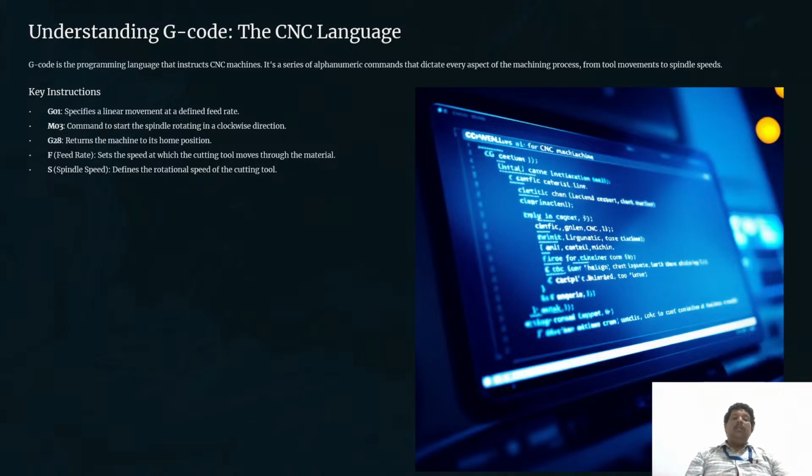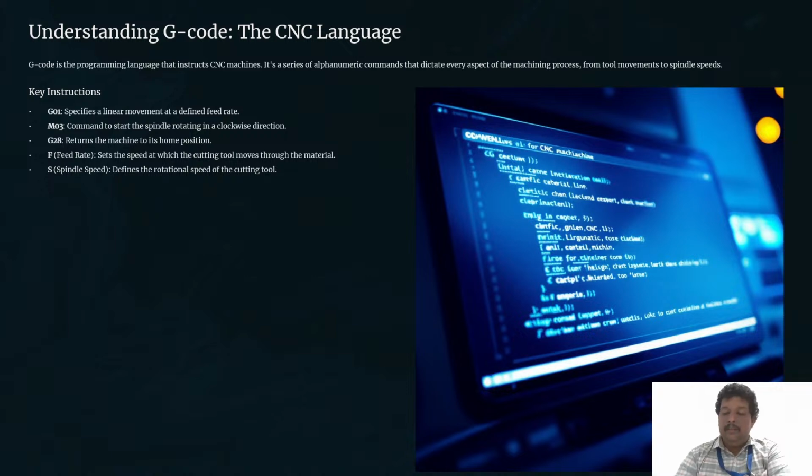Now, G28. If you see, G28 is the home position. We have the machine home position and we have the job home position. So G28 will return the tool, return the machine, to its home position. So what is S? S, I told you, is the spindle speed. And F is the feed.